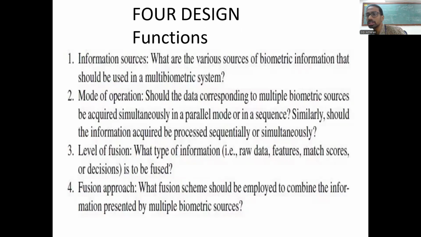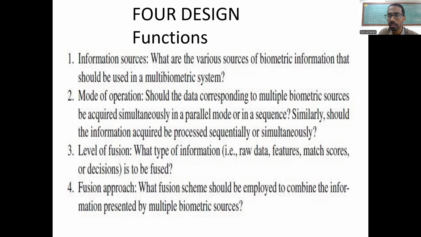So there are four sources that we are going to use here. First is the information sources. Everyone knows what the information sources are. What are the various sources of biometric information that should be used in a multi-biometric system? The physiological and the behavioral traits that we are using are known as the various sources. So finger, face, iris. From those, I'll pick any two or more biometrics and operate them. Multiple means two or more. They should be operated either in serial or parallel mode, but most probably we will prefer the serial mode of operation. That's what was given in the second point.